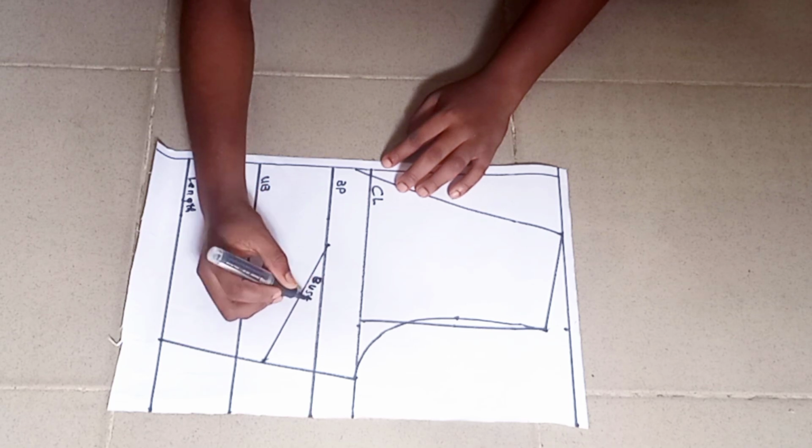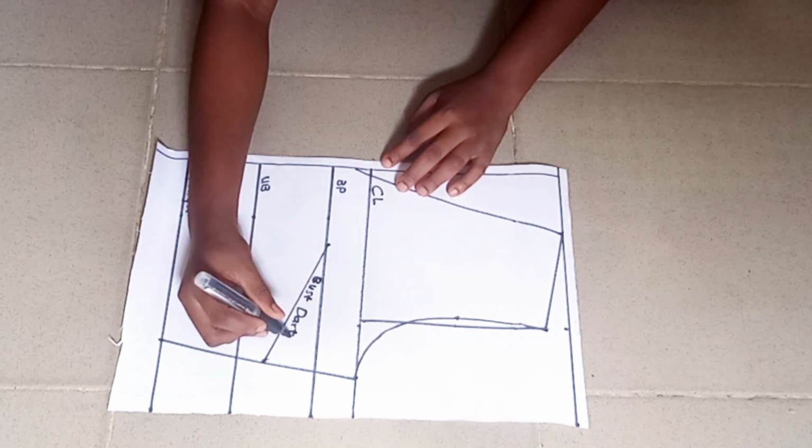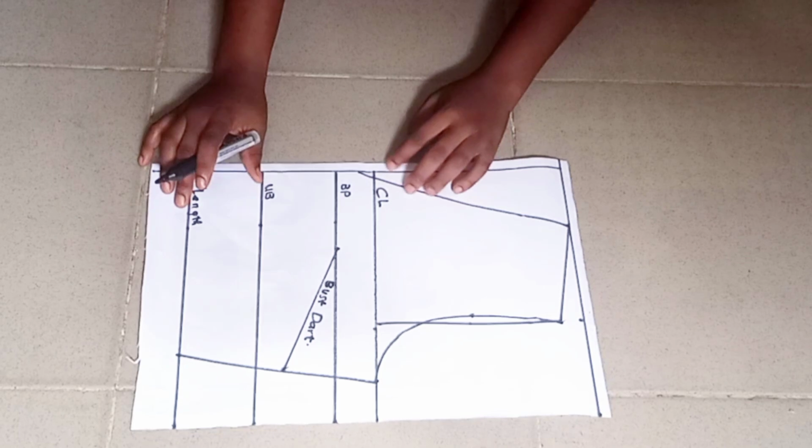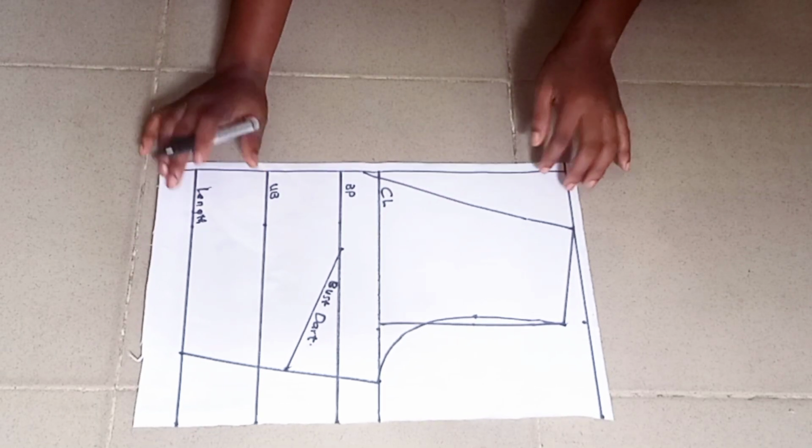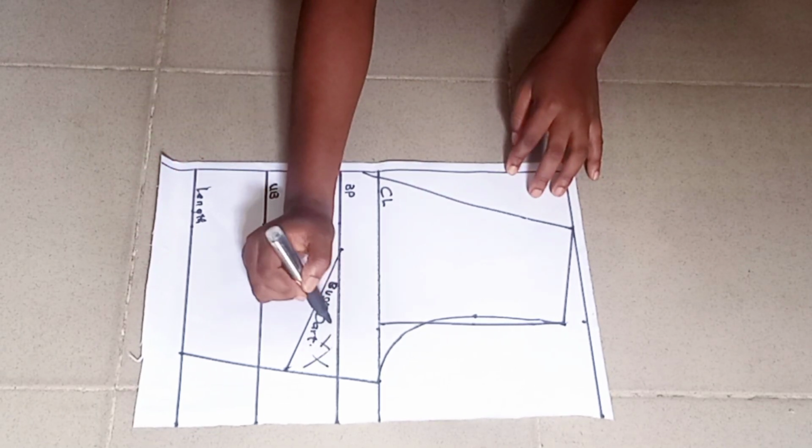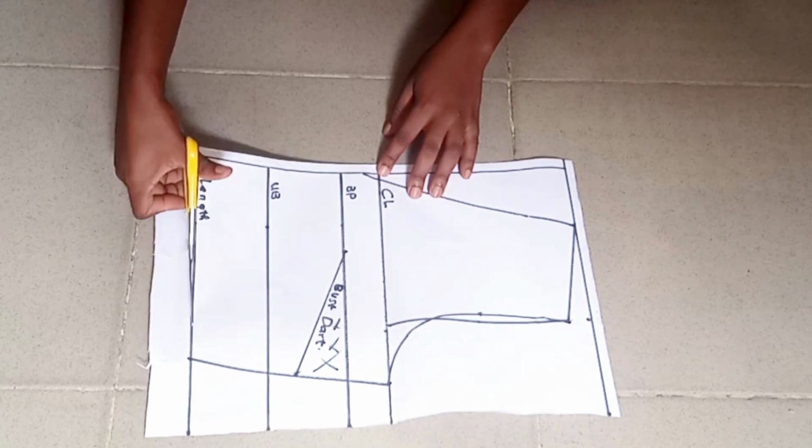We'll be cutting and taping it down. We'll not be sewing the bust dart, if you get what I mean. The next thing I did was just to cut out the pattern paper to get the actual thing that we've already drafted.